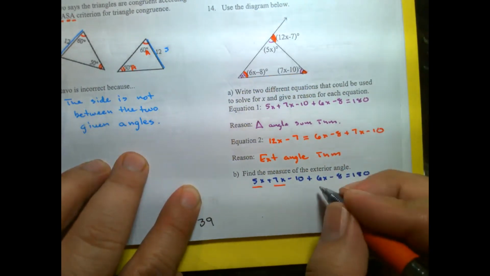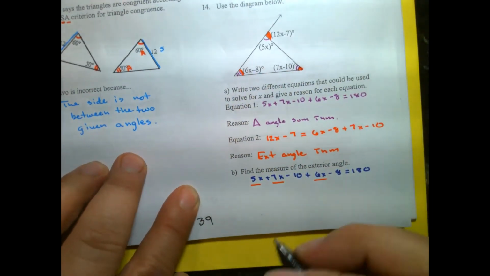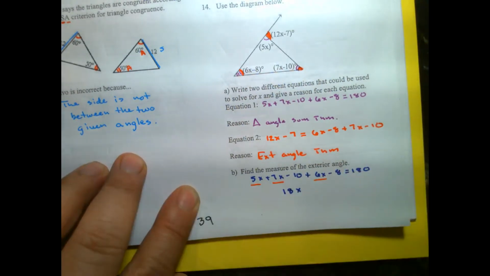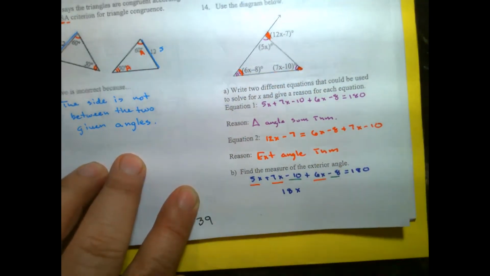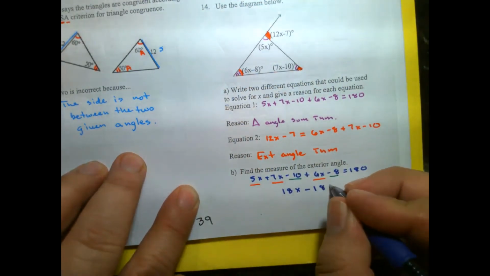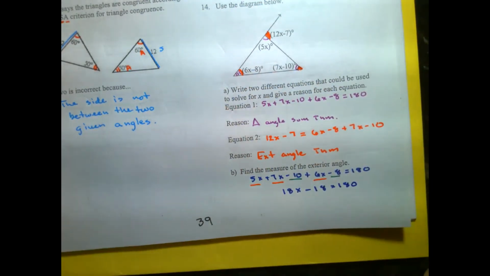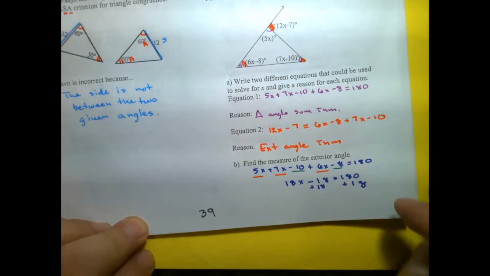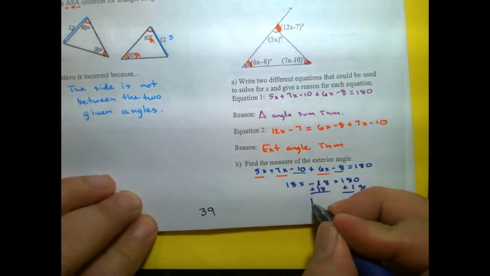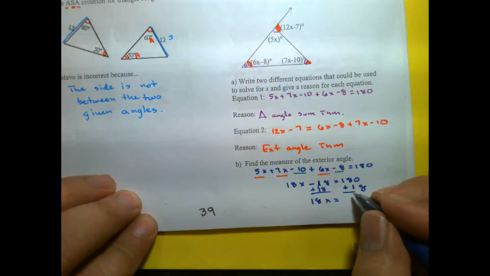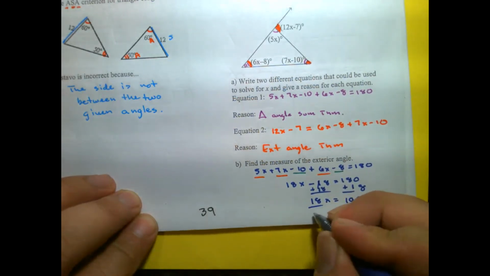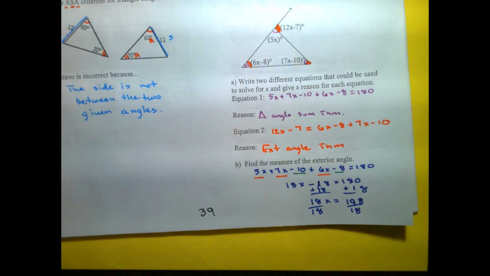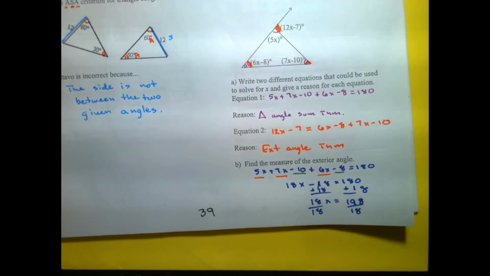5x plus 7x, that's 12, plus another 6, that's 18x. And then, of course, I'm going to combine the negative 10 and the negative 8. Well, that's negative 18 is equal to 180. Next thing I do, of course, is add the 18 to both sides. And once I add the 18 to both sides, 18x is equal to 198. And here we go. We're going to divide by 18. So get that calculator handy. 198 divided by 18 is 11.